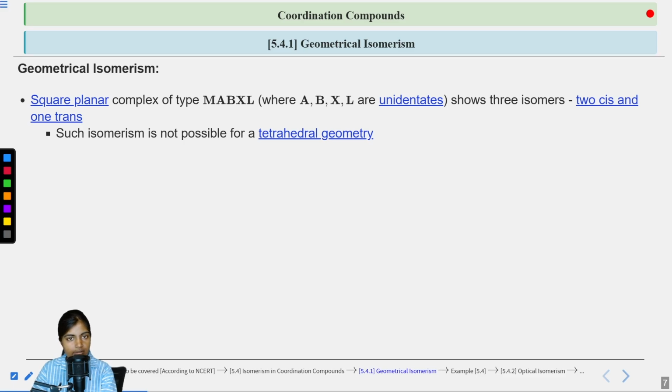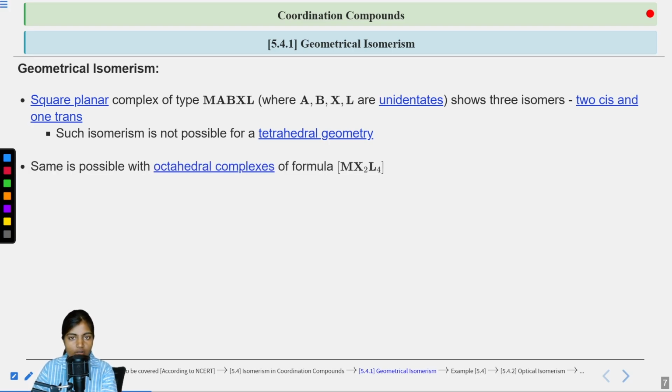You know the tetrahedral geometry means the central metal is attached to 4 ligands or side groups, which arrange in a particular tetrahedral geometry. So if our complex is in the tetrahedral geometry, it will not show geometrical isomerism.